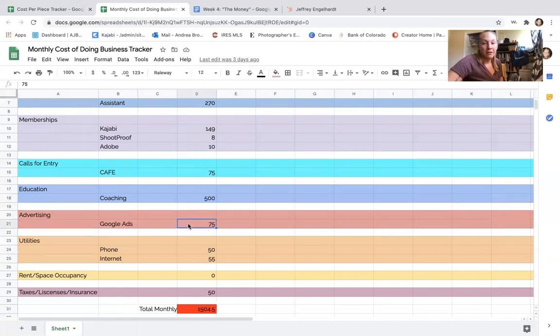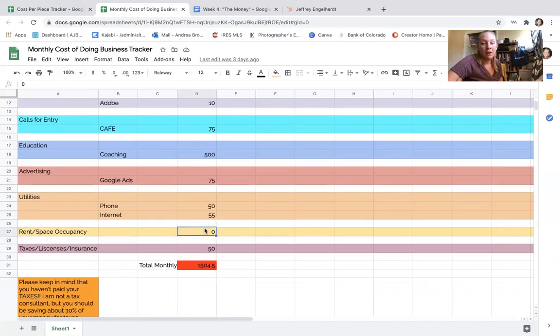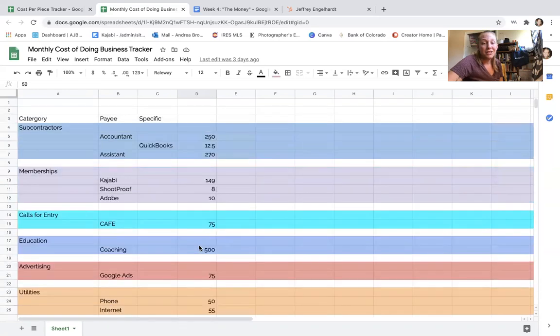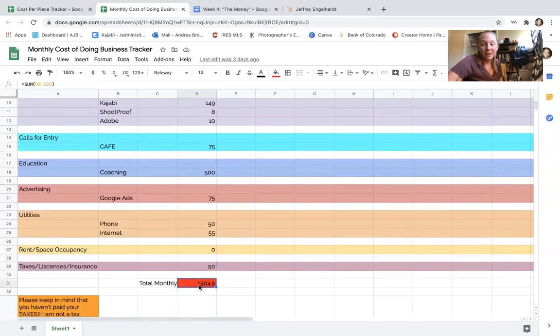How much do you spend on advertising? Okay. Are you writing off utilities and, you know, phone and internet? Okay. Maybe you have rent for your studio. Okay. I am working out of my home, so that's fine. And then taxes, licenses, and insurance. Okay. There's going to be costs involved there. Guys, look at that. Just that alone equals $1,500 just to stay in business. Jesus. Okay.